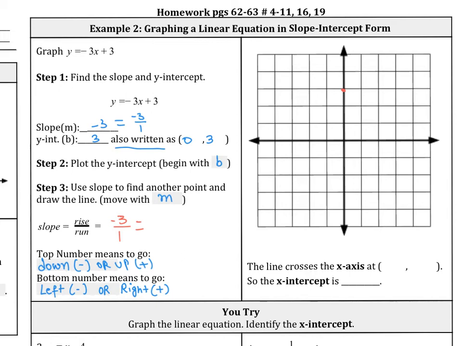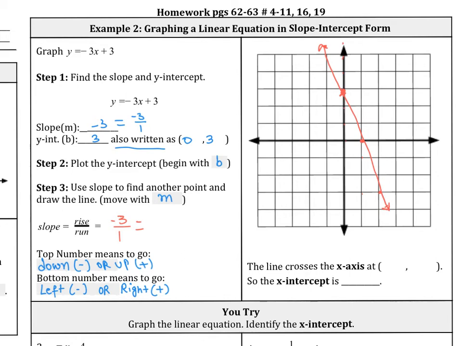So the graph is going to be 1, 2, 3 over 1. And if you're going to go up 1, 2, 3, then you're going to go to the left side of 1. Now connect the points to make a line. Now this is the line graph for y equals negative 3x plus 3. Starting from 0 comma 3, go up 3 over 1 on the negative side, or go down 3 over 1 on the positive side.